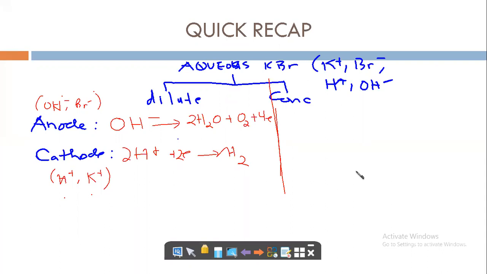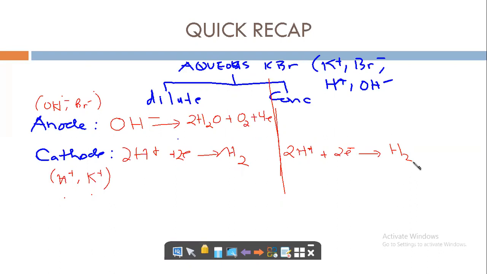So let's go to concentrated. So concentrated, the same ions, they will move towards the anode. The same ions will move towards the cathode. They are here and here. But you are going to bend the rules a little for concentrated. All right? Let's start with the cathode. At the cathode, you have H plus and K plus. But potassium is so reactive that hydrogen cannot displace it. So for concentrated, hydrogen will still be reduced here. All right?